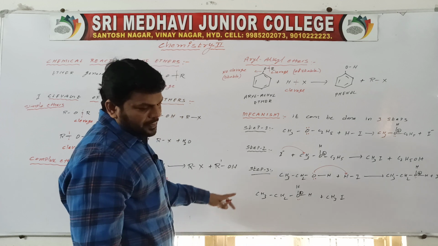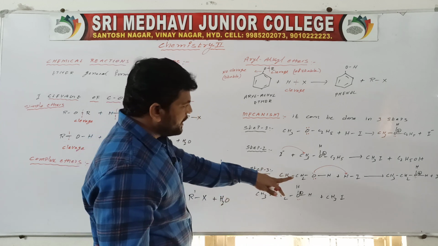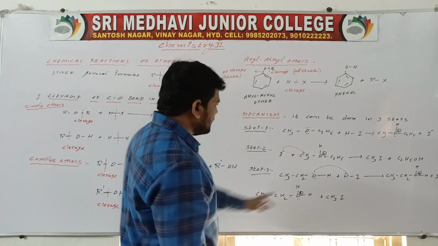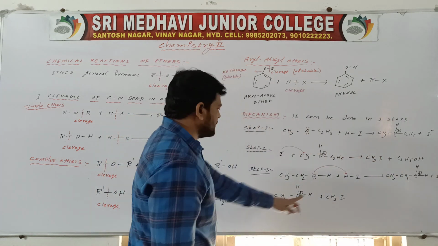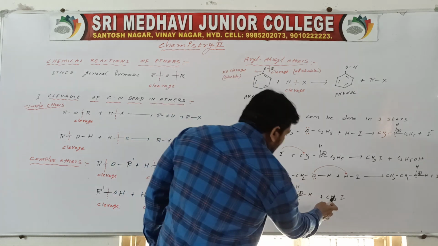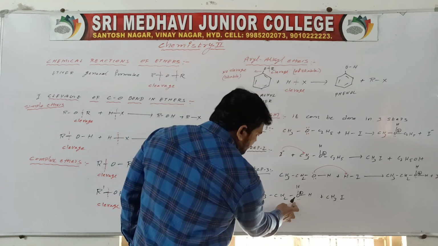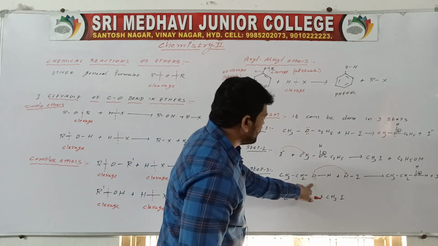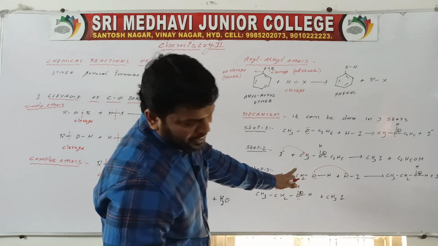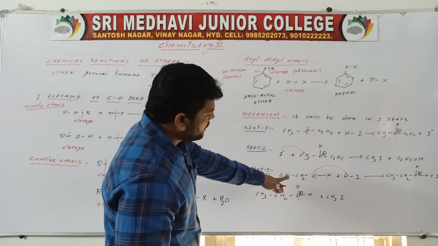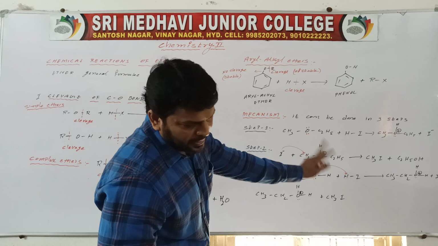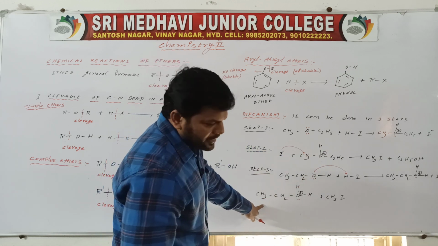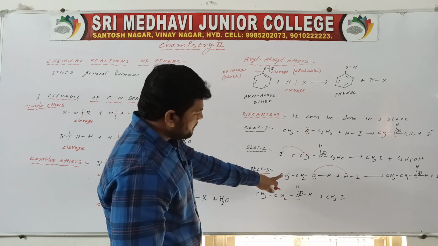Okay, then what happened? CH3OH and it loses. Then I am taking this one and adding CH3I. Then what happened? CH3 attacks here, and see here, the H proton attacks here. Then what happened? CH3CH2OH2+ and I minus. Then I minus attacks the CH3CH2 and OH.